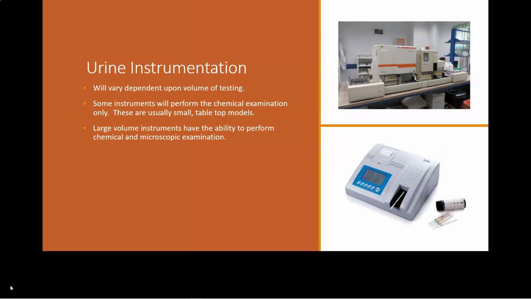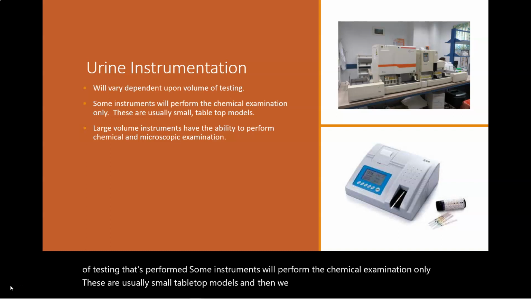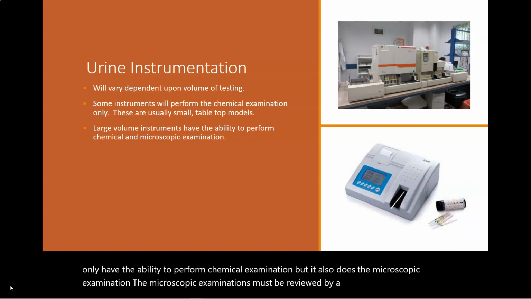Just like the other departments, urine instrumentation will vary dependent upon the volume of testing that's performed. Some instruments will perform the chemical examination only. These are usually small tabletop models. And then we have large volume instruments that not only have the ability to perform chemical examination, but also do the microscopic examination. The microscopic examinations must be reviewed by a medical laboratory technician or scientist.